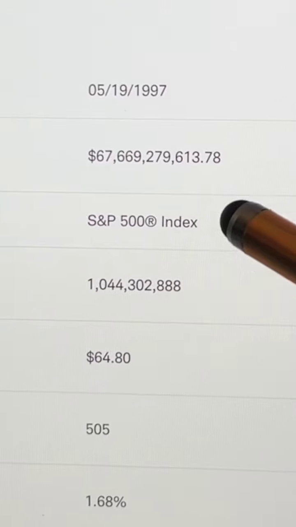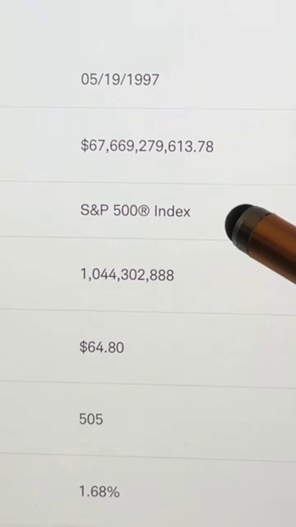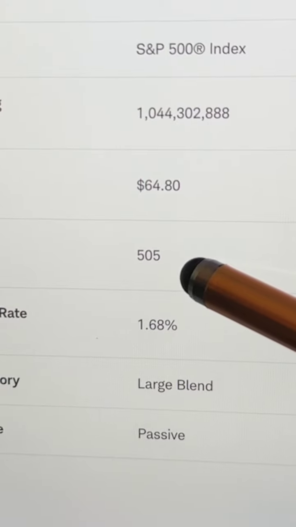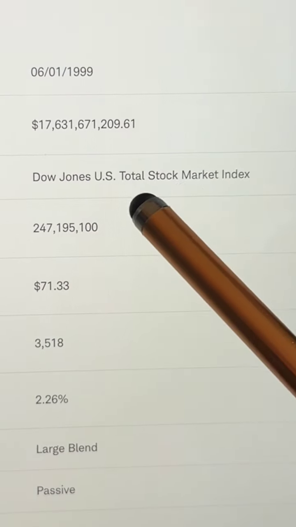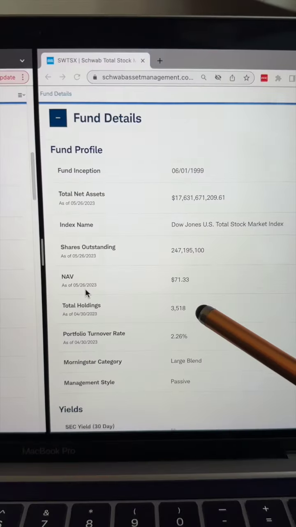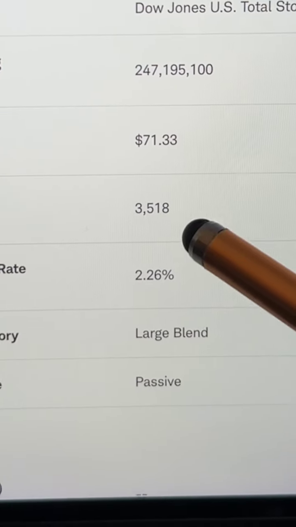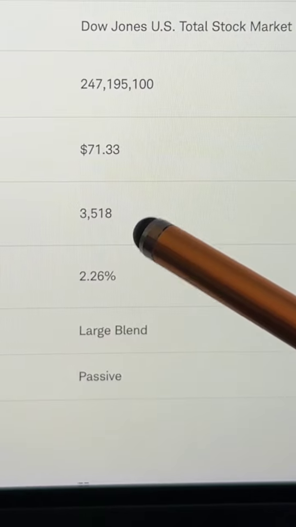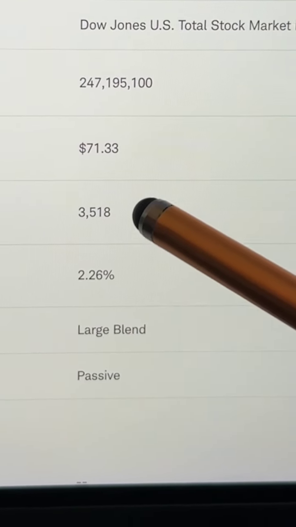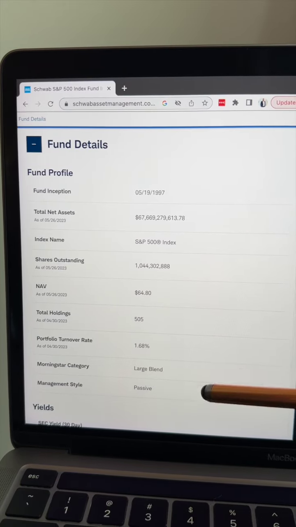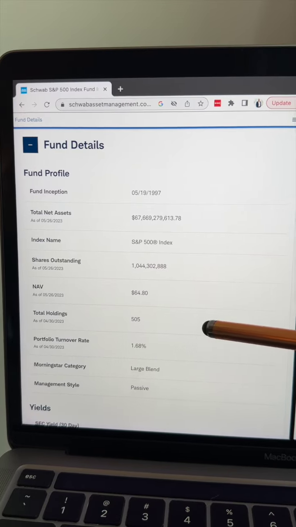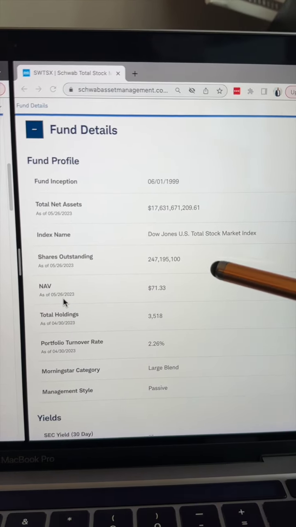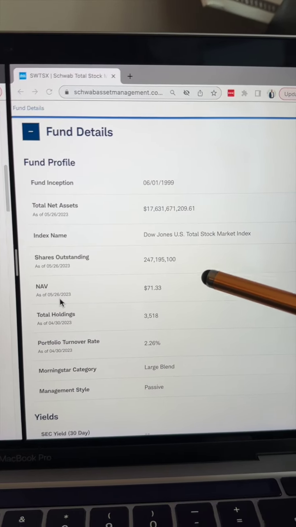As you can see, SWPPX tracks the S&P 500, which means it essentially invests in the largest 500 companies in the United States. And SWTSX tracks the Dow Jones US Total Stock Market Index, which means it invests in the largest 3,518 companies in the United States. And this diversification that SWTSX provides is the reason why some investors prefer it. While SWPPX only invests in large cap US companies, SWTSX essentially invests in the entire US stock market, large cap companies, mid cap companies, and small cap companies.